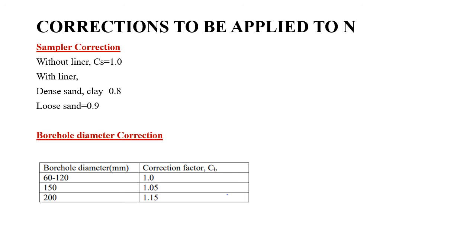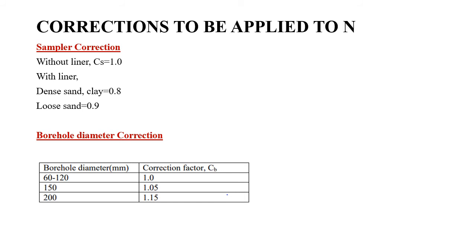So here the next type of correction is sampler correction. Sampler corrections are applied depending upon whether you are going to use a liner inside the sampler or not. Liners are basically provided inside the sampler to reduce the friction that the soil will experience while it is getting into your sampler. So if you're going to use a sampler without a liner, then you have to apply a sampler correction CS of 1.